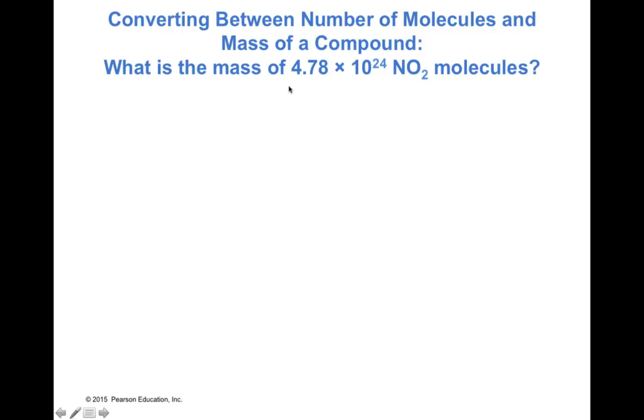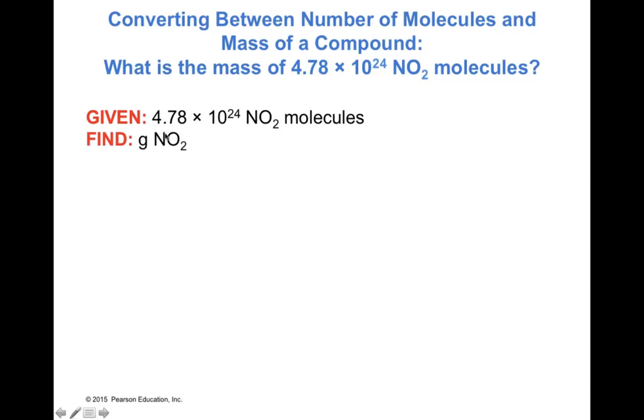So here is the question: what is the mass of 4.72 times 10 to the power of 24 molecules of nitrogen oxide? The data that we have is the number of molecules, for NO2. We want to find the mass of NO2 that represents this amount of molecules. So we need to go from molecules to moles. Remember that we don't have a specific conversion factor that goes from molecules to mass. The only thing that we know that relates to mass is the molar mass, that is mole and mass.